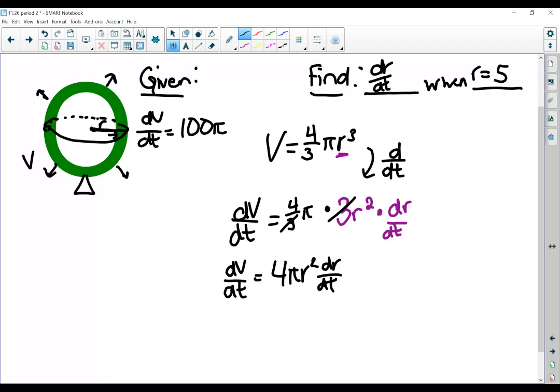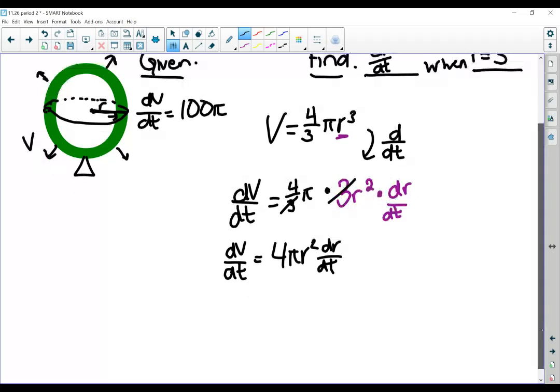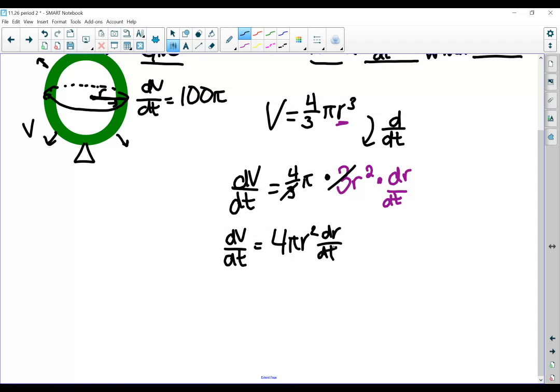I have an equation, or in mathematics, a relationship that relates the rates of volume and the rates of radii together. So the dV/dt and the dr/dt are in an equation. This is what we call the related rates equation. Now we are going to solve this related rates equation for this specific instant.